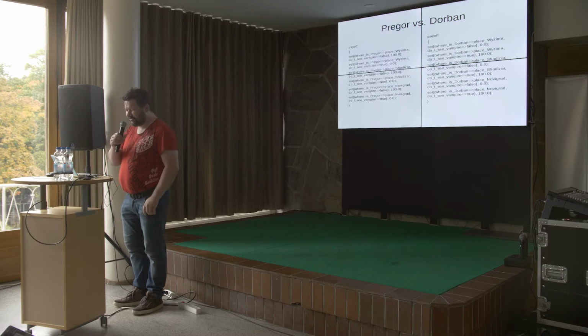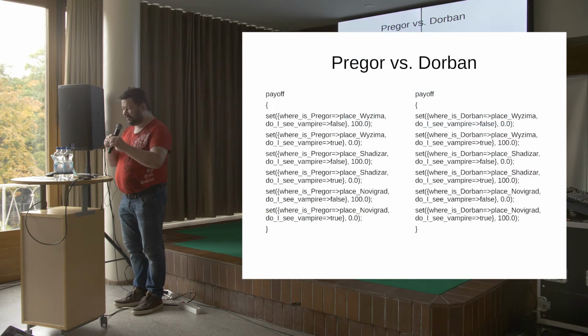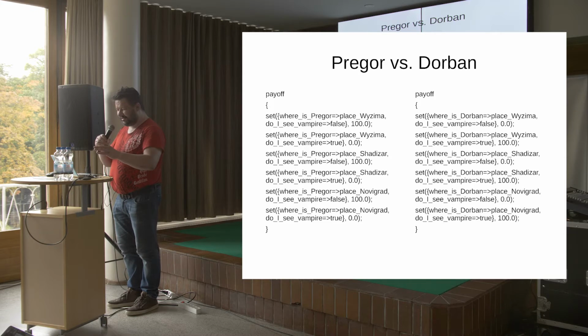Now, this is an interesting slide. It shows you the difference between payoffs. Payoff is filled with the instructions called set. On the left side of the set instructions you have the Pregor payoff. On the right side you have the Dorban payoff. You can see that they are taken directly from the specification, so I don't try to fool you. It's really something that works.